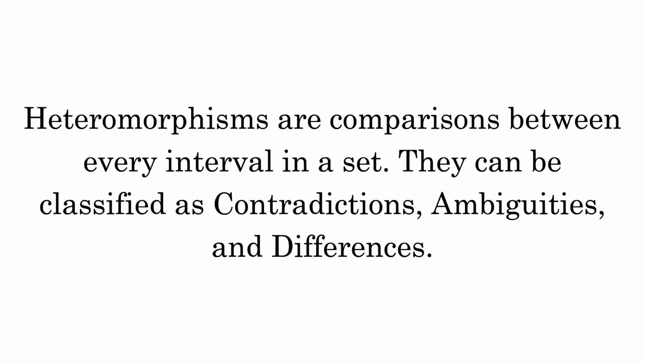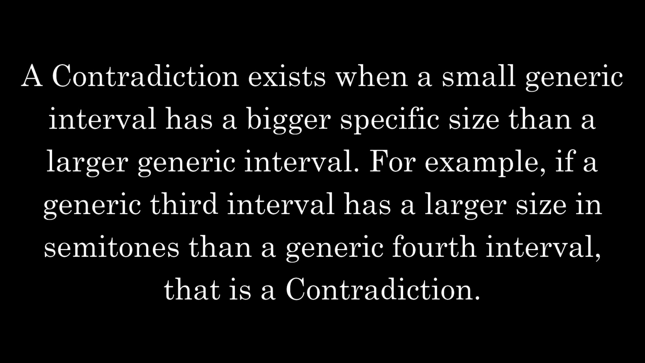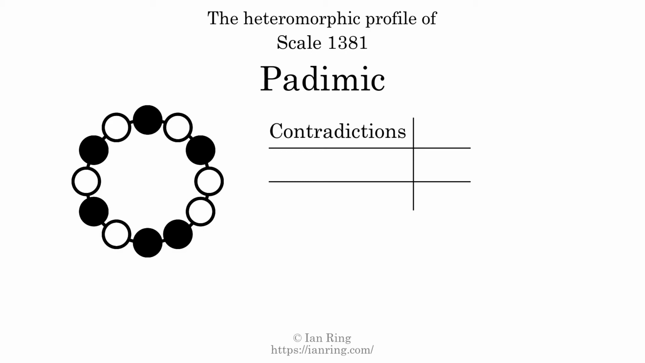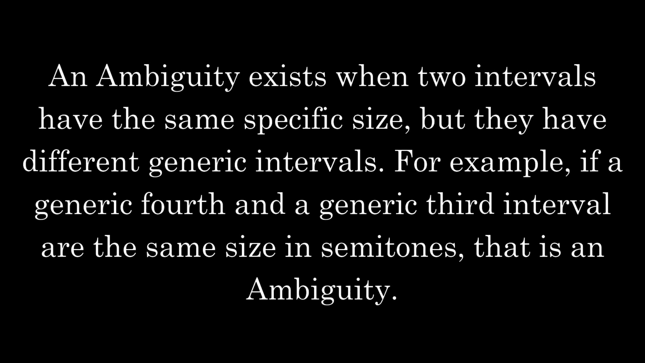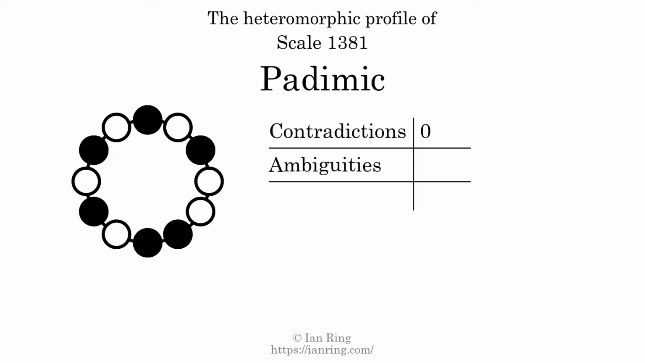Heteromorphisms are comparisons between every interval in a set. They can be classified as contradictions, ambiguities, and differences. A contradiction exists when a small generic interval has a bigger specific size than a larger generic interval. For example, if a generic third interval has a larger size in semitones than a generic fourth interval, that is a contradiction. The number of contradictions in this scale is 0. An ambiguity exists when 2 intervals have the same specific size, but they have different generic intervals. For example, if a generic fourth and a generic third interval are the same size in semitones, that is an ambiguity. The number of ambiguities in this scale is 4.